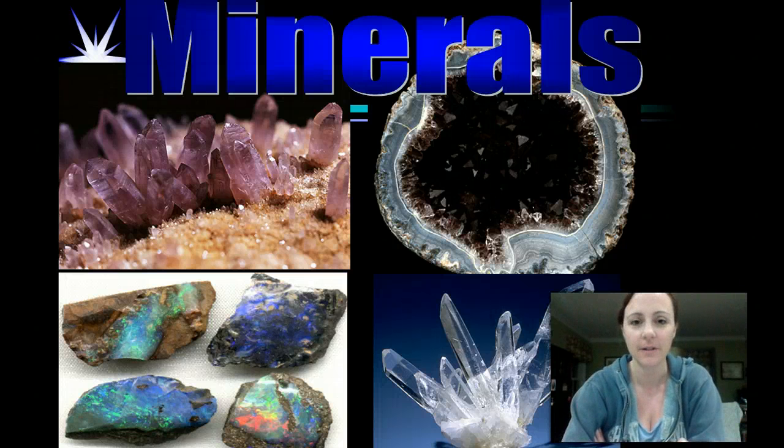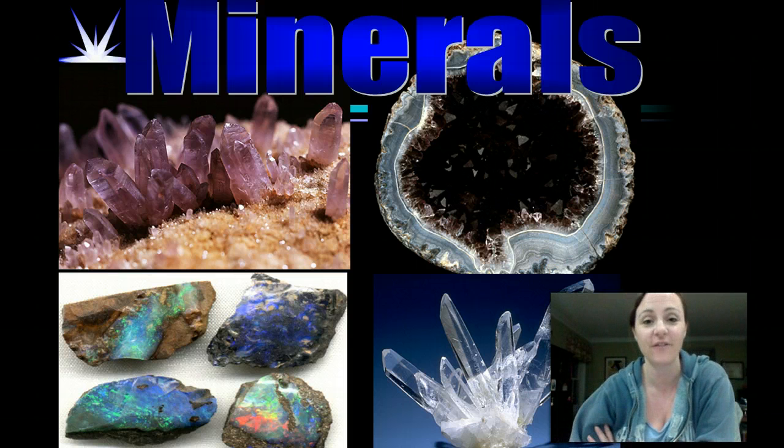We're going to start our Rocks and Minerals unit by looking at minerals and discovering what they are and how we can identify them.